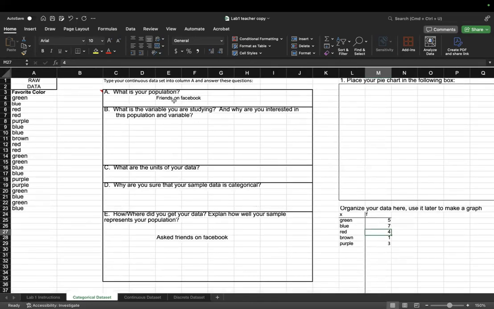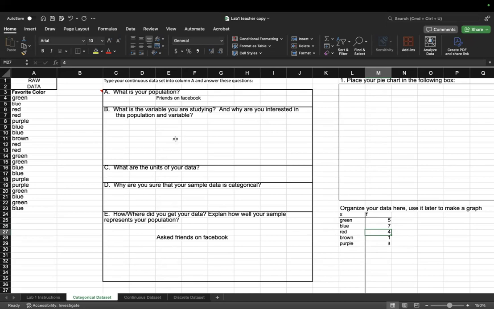Question A, what is my population? Think about what population is. Population is my Facebook friends. Population is not my friends' favorite colors. That's going to be my variable. Population is the group of people I am studying. I am studying my Facebook friends. They gave me their favorite color, but I'm studying my Facebook friends.